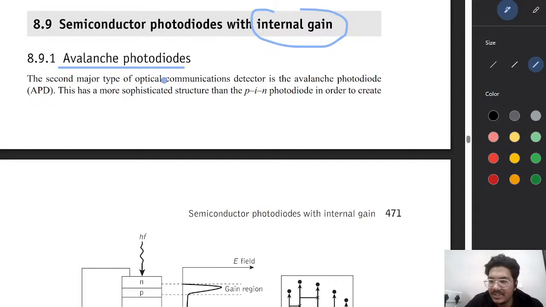These photodiodes produce more than one electron. In the previous semiconductor photodiodes, only one electron hole pair is produced, with no internal multiplication. These photodiodes produce more than one electron hole pair per absorbed photon because they use an internal multiplication mechanism. There is no internal multiplication mechanism in the semiconductor photodiode without internal gain. The most important device in this category is the avalanche photodiode, the APD.